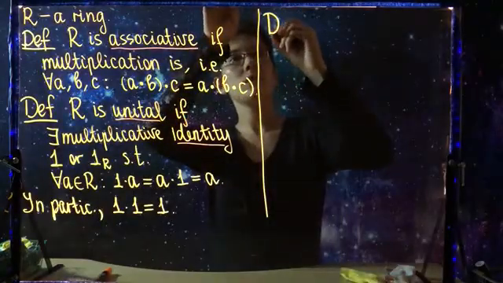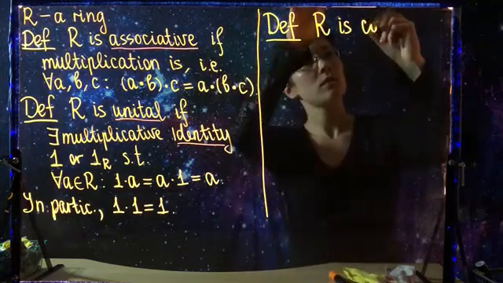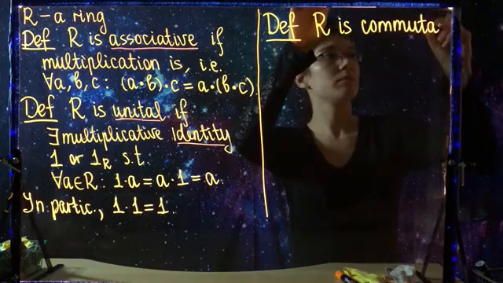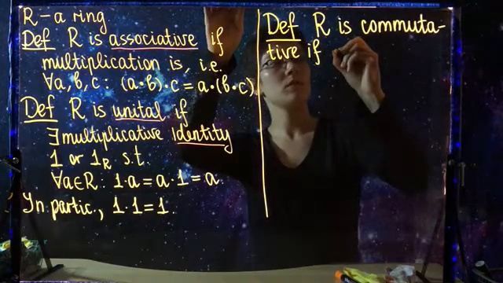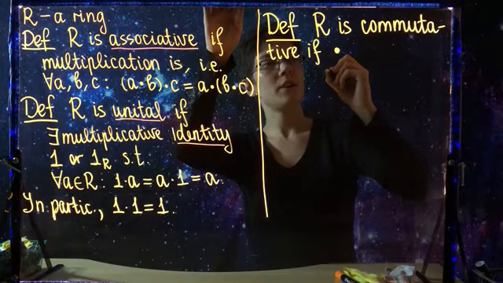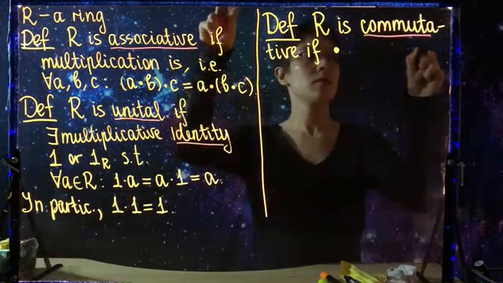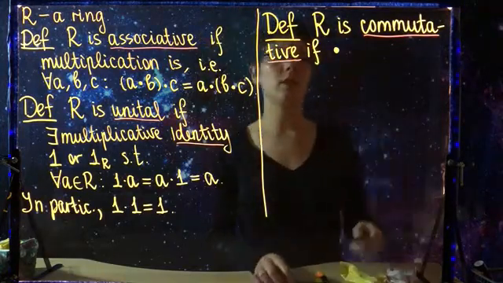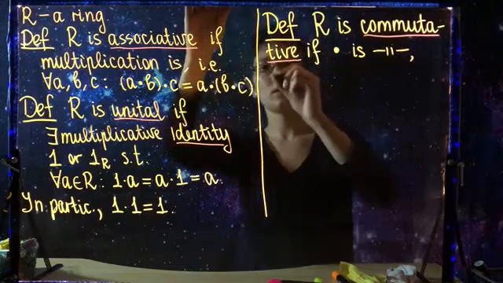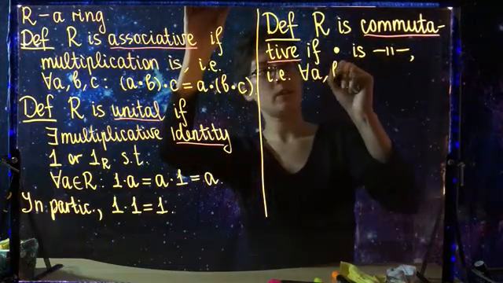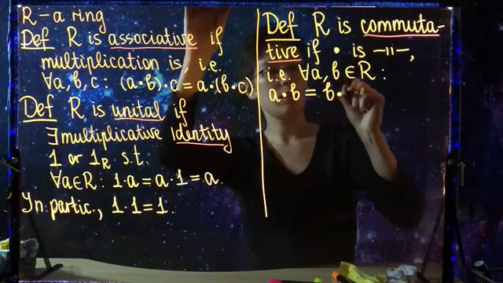The next definition is, we say that our ring R is a commutative ring. We say that our ring R is commutative if multiplication is commutative. It means that for every pair of elements a and b inside R, a times b is equal to b times a.